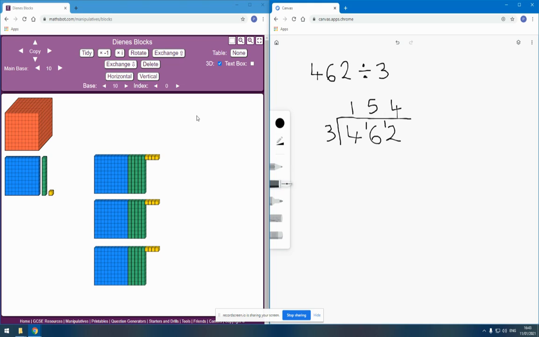So I hope that's been useful in showing you how you might use this manipulative to help make sense of this mathematical procedure.